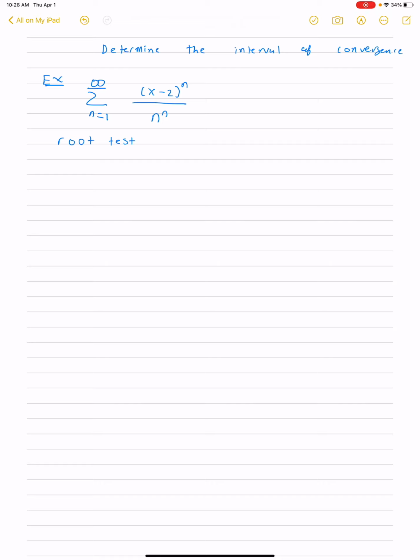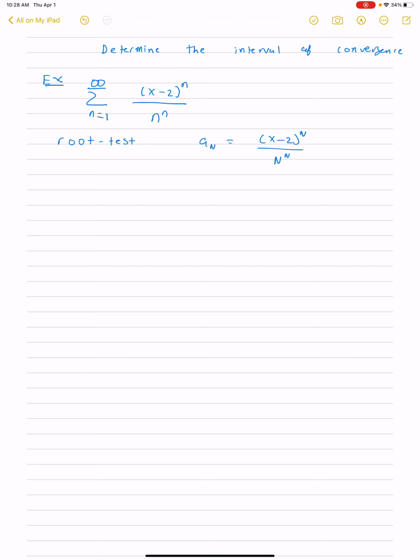But just for some variety, I'm using the root test. Probably, just because the ratio test is my favorite, I might use that most of the time. So I'm going to use the root test, and a sub n is going to be (x minus 2) to the nth power divided by n to the n power. This is a good candidate to use the root test because everything has the nth power as an exponent.